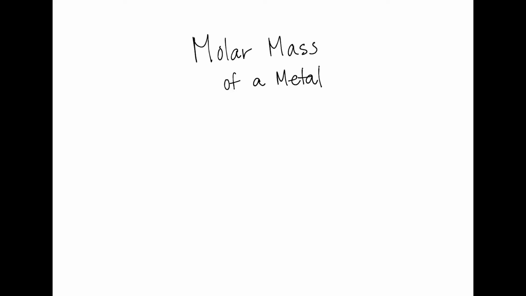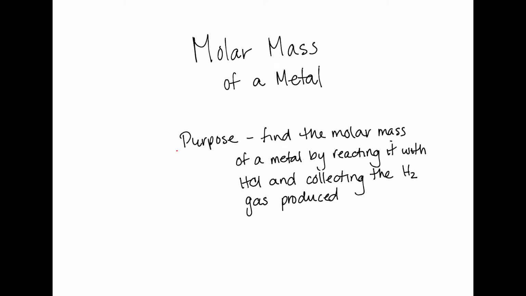This is our pre-lab video for our molar mass of a metal lab. The purpose of this lab is to find the molar mass by reacting our metal with some hydrochloric acid, collecting the hydrogen gas that's produced, and then doing some calculations with that amount of hydrogen gas that allows us to calculate the molar mass of the metal.